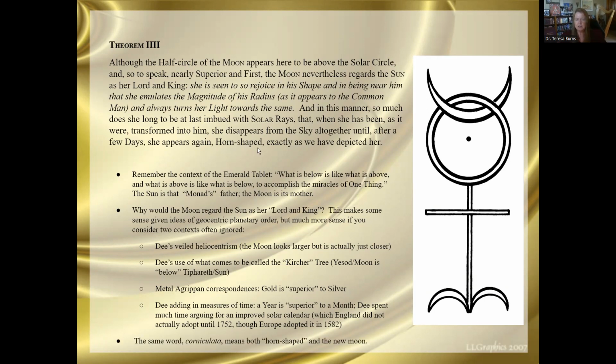Okay, I said I was going to come back to horn-shaped. That word in Latin that means horn-shaped also means the new moon. So there's another reason why he's drawing the moon as horns on his little stylized Mercury glyph here.